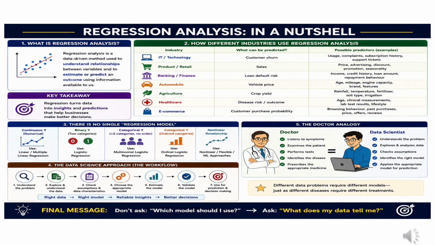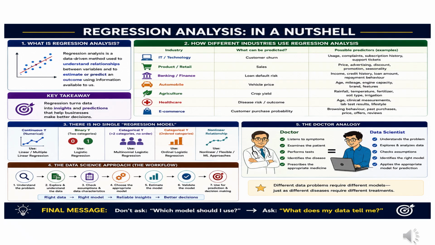But there is one very important lesson from today's discussion. There is no single regression model that works for every data problem. If our dependent variable is continuous, we may use linear or multiple linear regression. If our dependent variable is binary, we may use logistic regression. If we have categorical outcomes with multiple categories, we have multinomial or ordinal regression. If the relationship is nonlinear, we may need nonlinear or flexible models. And when we encounter problems such as multicollinearity or heteroscedasticity, we have appropriate methods such as ridge, lasso, elastic net, WLS, and GLS. So, how do we decide which model to use?